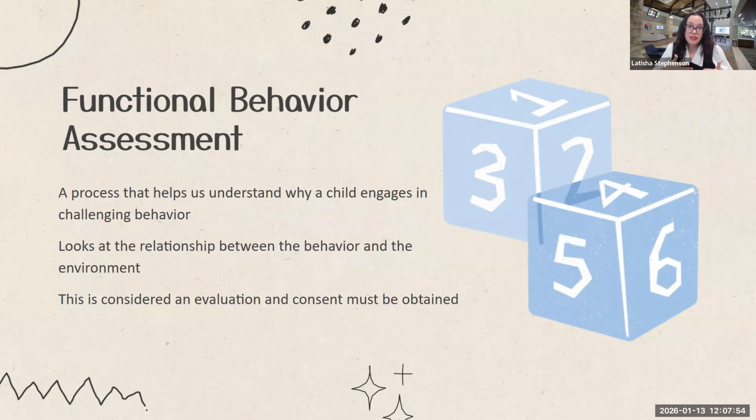It can include positive strategies that we want to use, and it can also include direct instruction with the student to help them build a new skill that they may not have, which is causing those behaviors. This is considered an evaluation. So that means that most districts are going to require a consent form to be signed, and you would receive informed consent, and you will be notified of your rights as a parent with a student who is receiving special education supports and services.